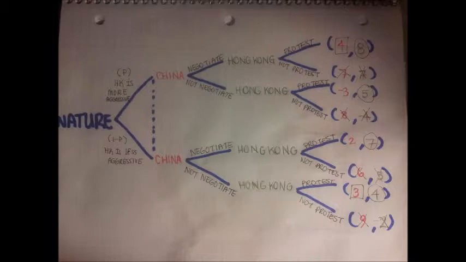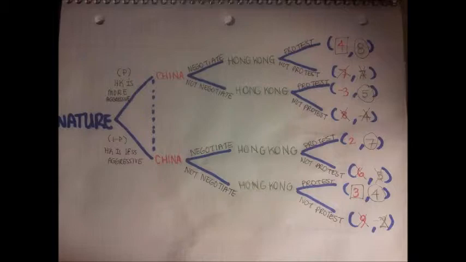When China does not negotiate, we see that Hong Kong gets a significantly higher payoff of 5 rather than -4. So in Game P, when China does not negotiate, Hong Kong will always protest over not protest. Holding that Hong Kong will always protest no matter what in Game P, China is left to decide whether or not to negotiate.